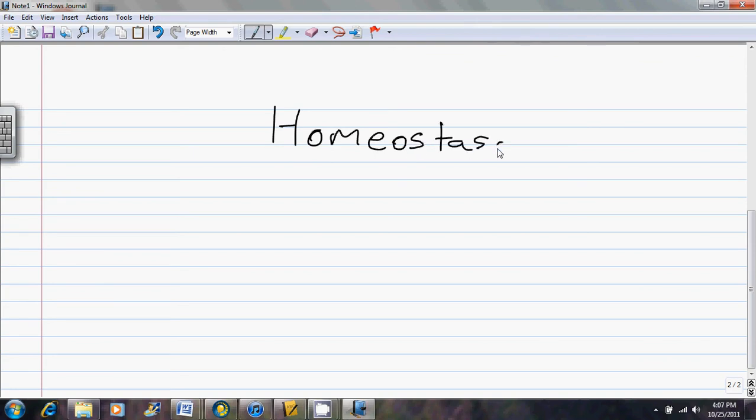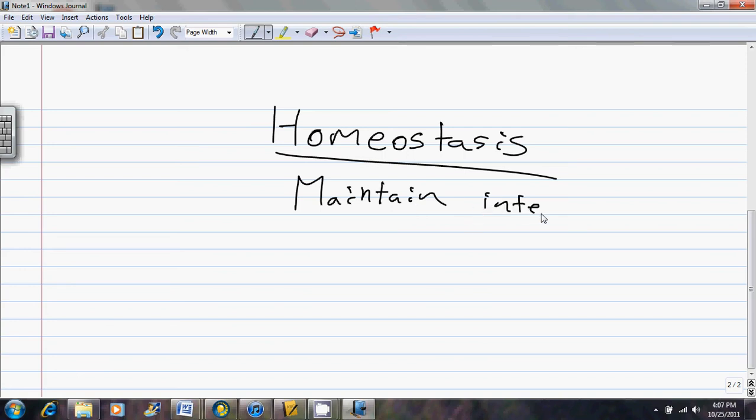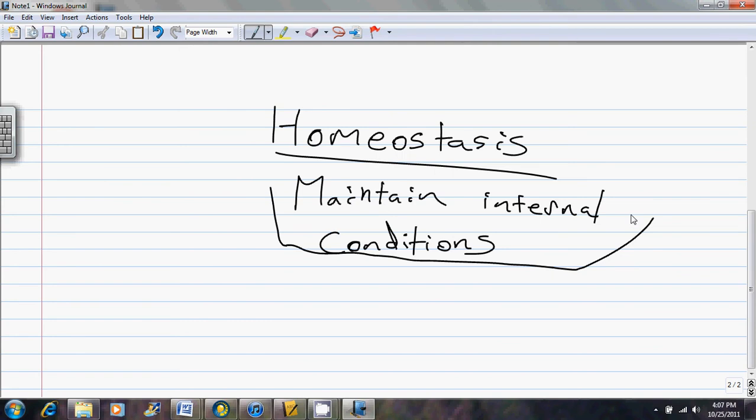Another thing that's very important for animals to exist is to have homeostasis. And if you guys remember, homeostasis means to maintain internal conditions. So they can keep their bodies from getting too hot or too cold, so that they wouldn't die.